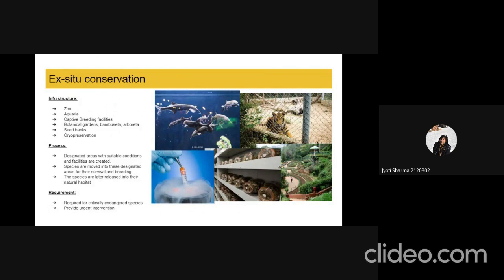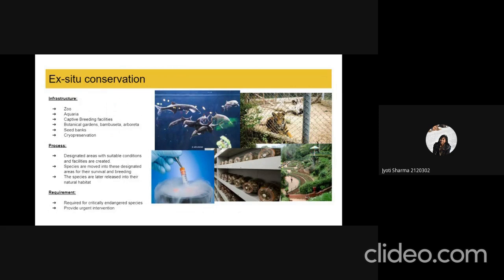Then we have the botanical garden, in which different types of species can thrive and grow, and we are maintaining it. We also have the bamboosetum. A bamboosetum is just like a botanical garden, but it doesn't have different species of plants; it has different species of bamboo only. Then the arboreta: we have different varieties of fruiting plants in that region.